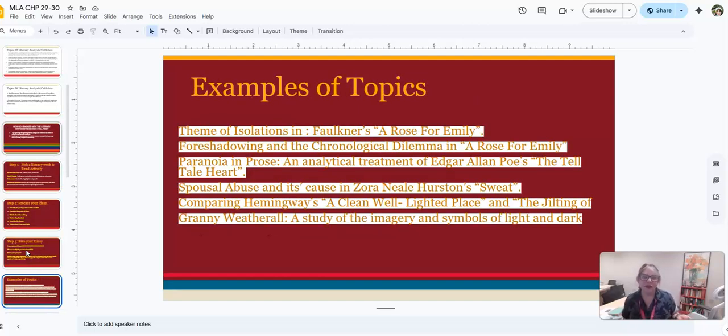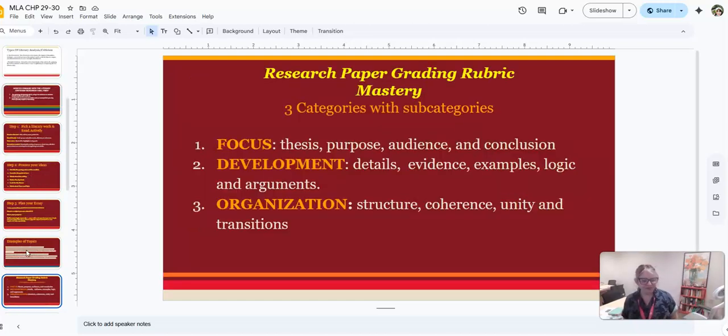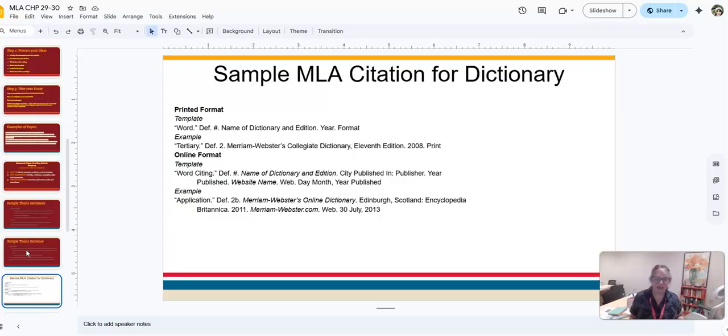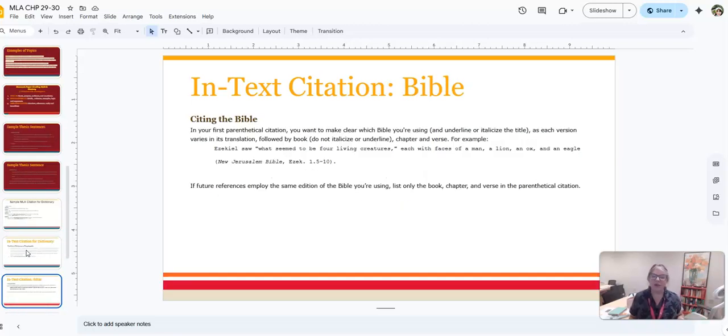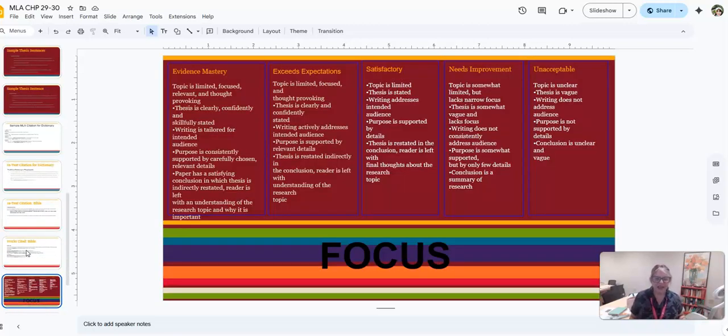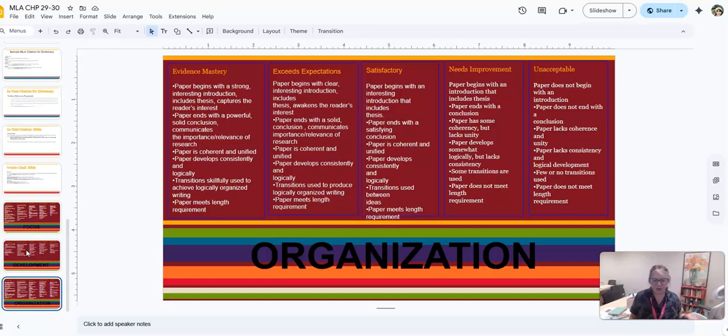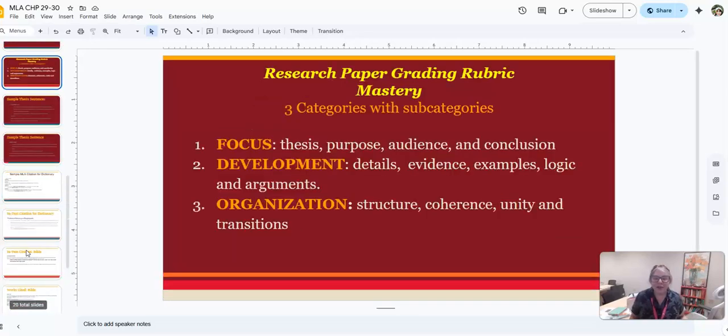Here are some topics of different books that might be helpful, just to give you an idea. I feel like I gave you a billion topic ideas as we were going through the different categories. But feel free to choose your own. I don't want to limit your possibilities with my suggestions. And here's a little bit about the rubrics, some more sample thesis sentences. And I have had a lot of questions about how to cite a dictionary, how to cite the Bible, so there are a couple of these just in case. And then a little more about how I'm going to grade it, what I'm going to look for: focus, development, organization. So hopefully that will help you.